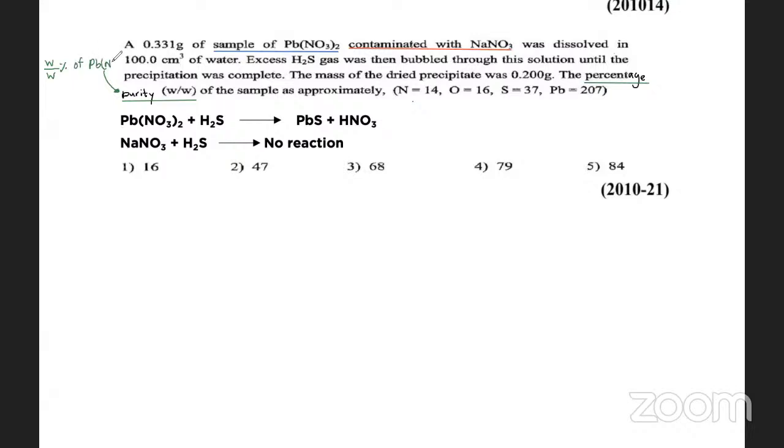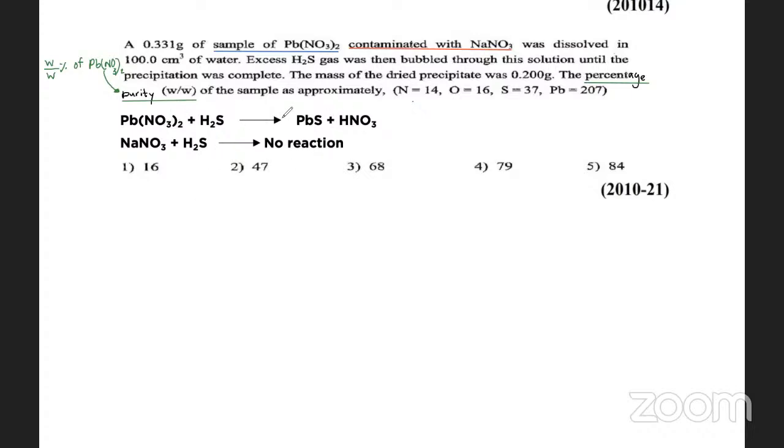Because that is the main compound in the sample. Sodium nitrate is just an impurity. So this is going to be your target. For that, I need to find out the mass of lead nitrate. It is going to be very easy.